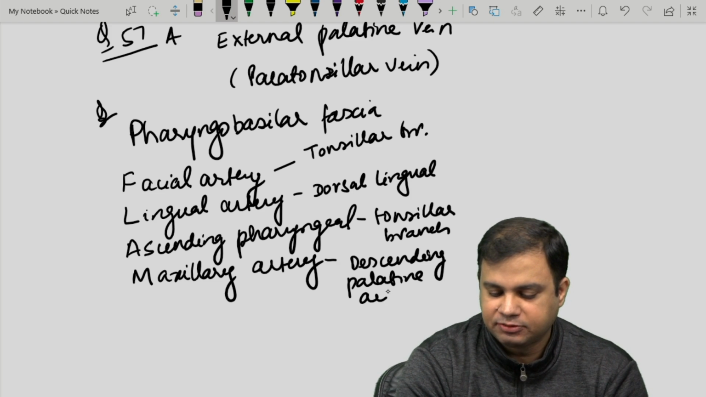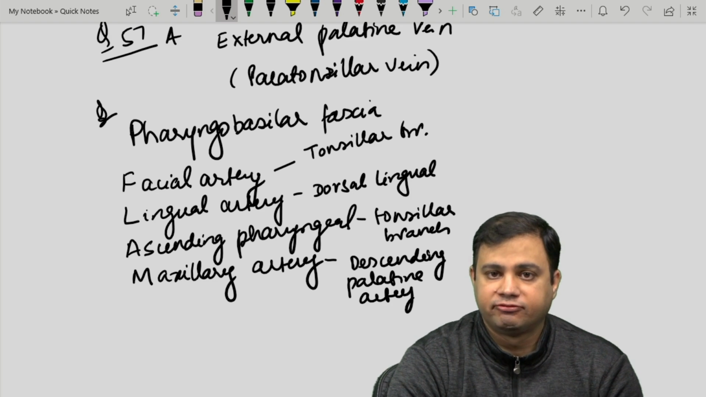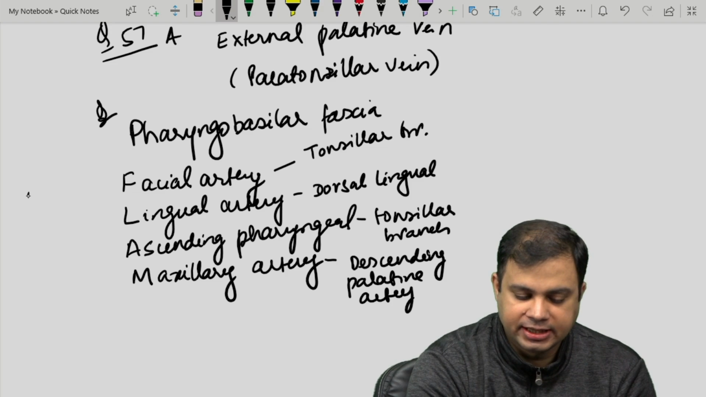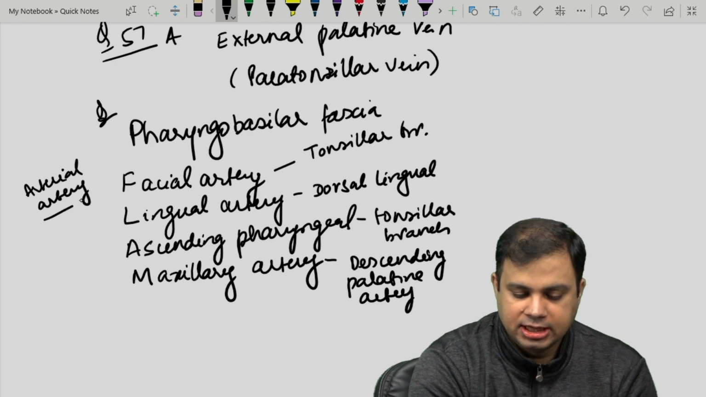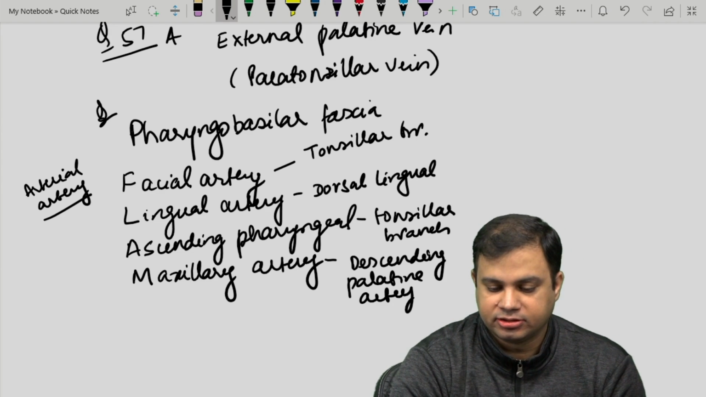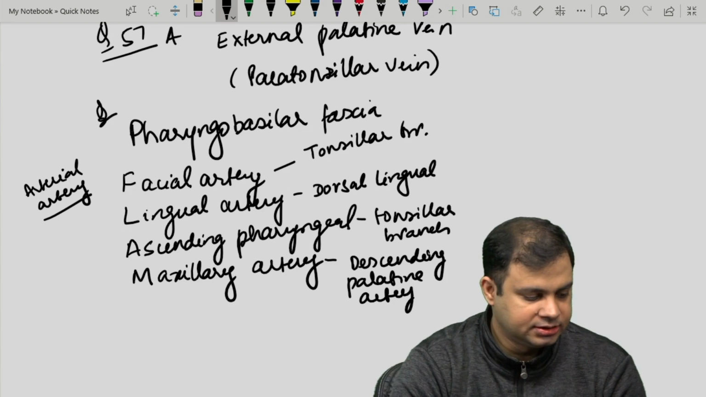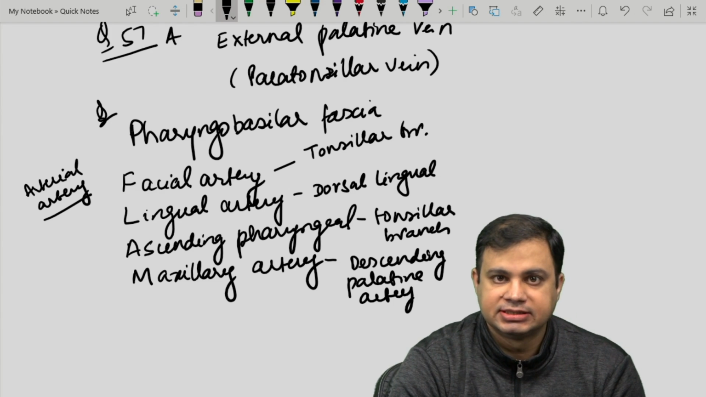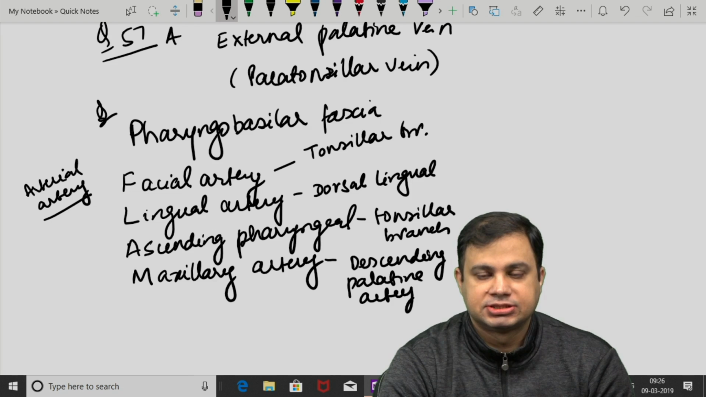So the venous supply is from the external palatine vein, whereas the arterial supply is by the external carotid artery branches, namely the FLAM, the facial, the lingual, the ascending pharyngeal, and the maxillary artery. So here the question number 57, answer is A, that is the external palatine vein.